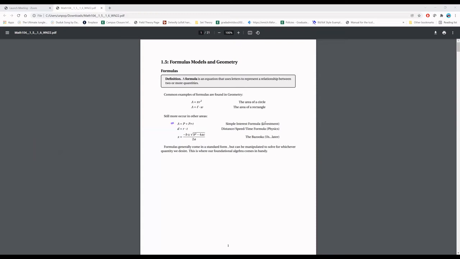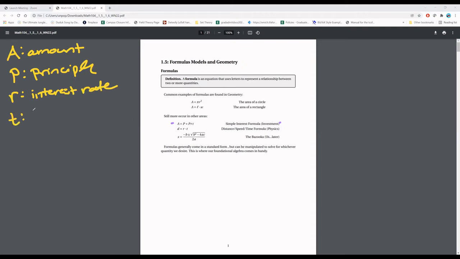Here's one from finance. It's called the simple interest formula. We also have a capital A here, but in this case, it does not mean area. It means amount. So this refers to the amount of money that you get out of some investment account. P is the principal, or the amount that you put in. So that's the money you put in, P. R here stands for interest rate. And T, the time.